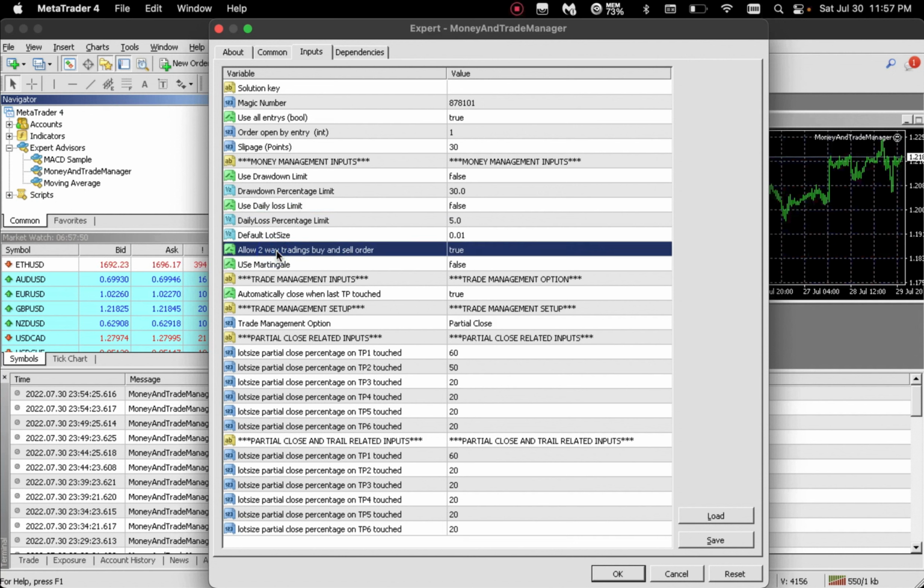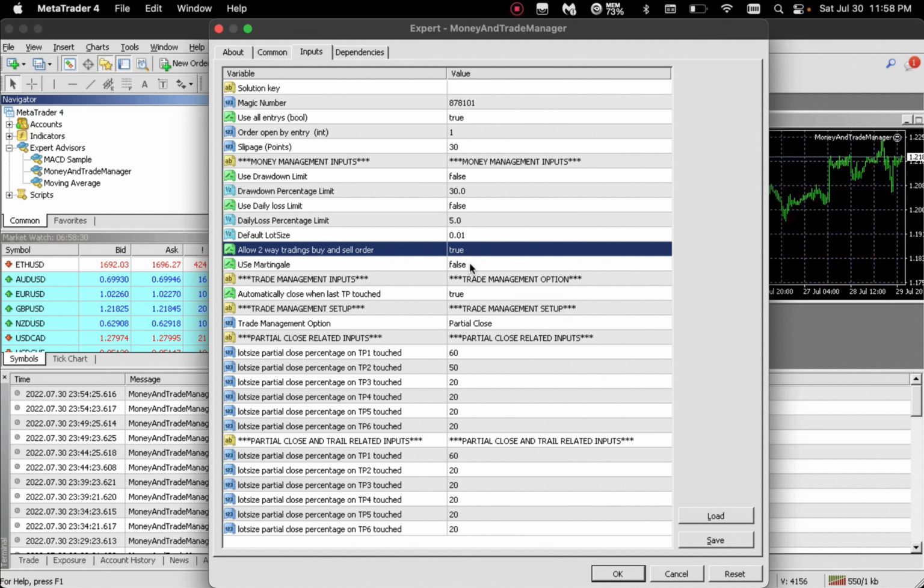This is an important one. Allow two-way trading, buy and sell orders. So if it's set to true and you receive a buy signal for ETH USD and a sell signal for the same symbol, both orders are going to be opened. But if it's set to false and you have a buy order already open, as soon as the sell order is received, the buy order will be closed for the symbol ETH USD.